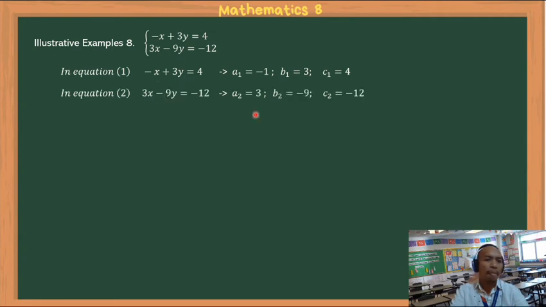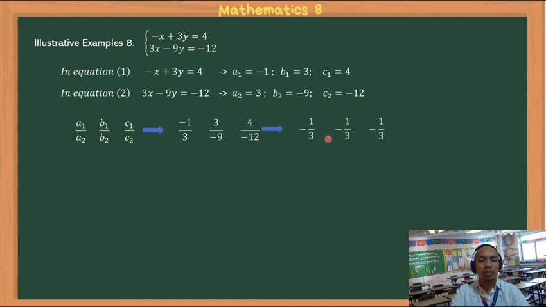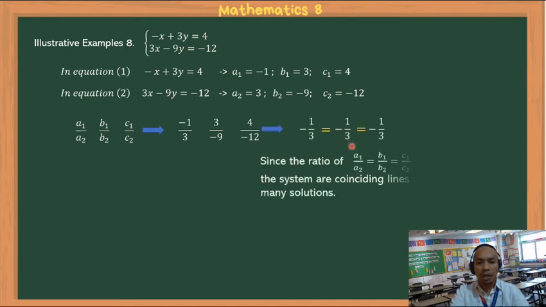Now, let's have the last example. First equation and equation 2. So by comparing the ratios of their constants, negative 1 over 3, 3 over negative 9, 4 over negative 12. Simplify. So all of them are equal. So we can say that for this system, the graphs are coinciding lines and this system has infinitely many solutions.